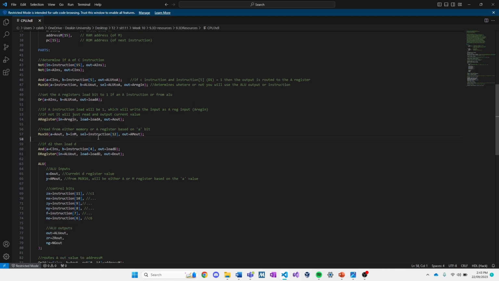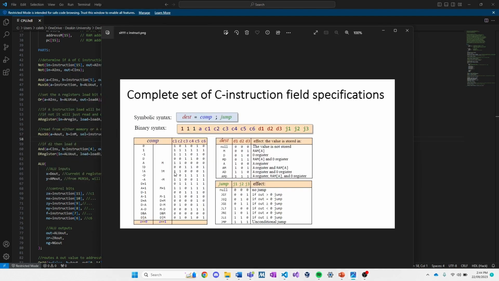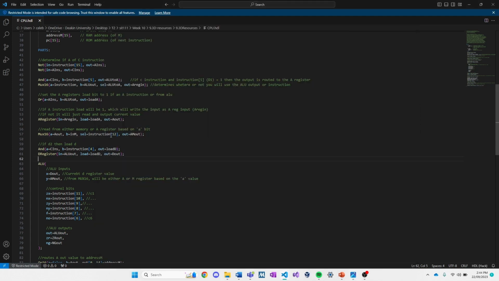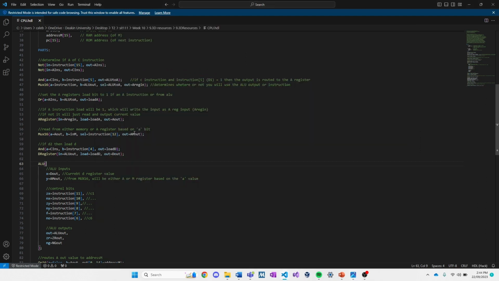Now our next multiplexer is going to determine whether our a value is 0 or 1. But when we're talking about our a value, we're talking about the lowercase a, which in the C instruction specifications determines whether we're using the A register or the M register in our computation. So, 12th from the right, starting at 0, it'll lead here. You can pause and count if you want, but I already did the hard work. So, this will just output AM out, meaning you're either outputting an M value or an A value.